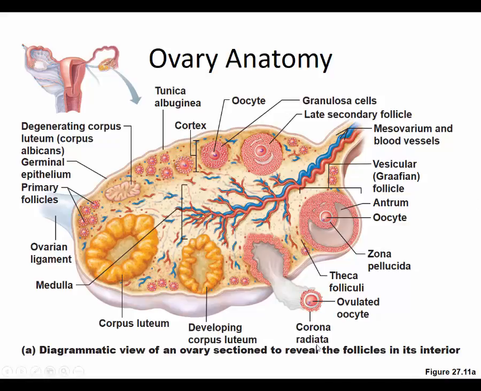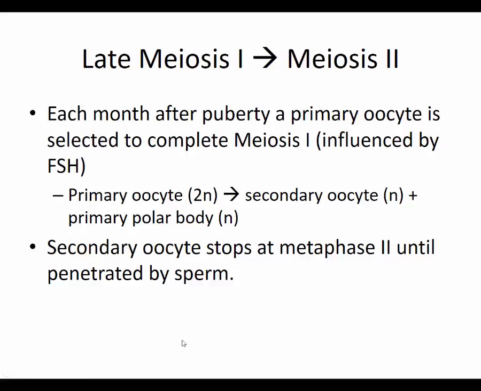If fertilization occurs, then it splits and metaphase 2 completes, and meiosis 2 completes only after fertilization. So it's stuck in metaphase 2 until fertilization. So some questions you might see in the lab exam is when these cells are formed.